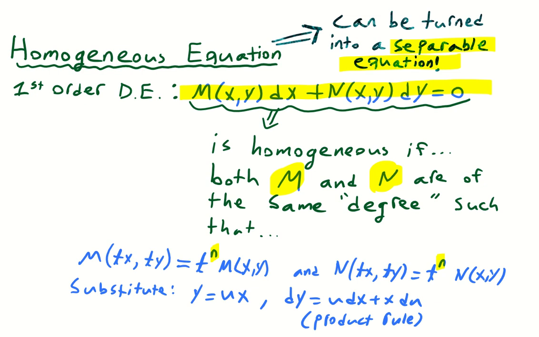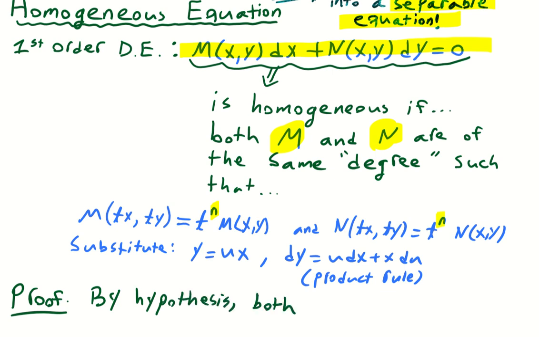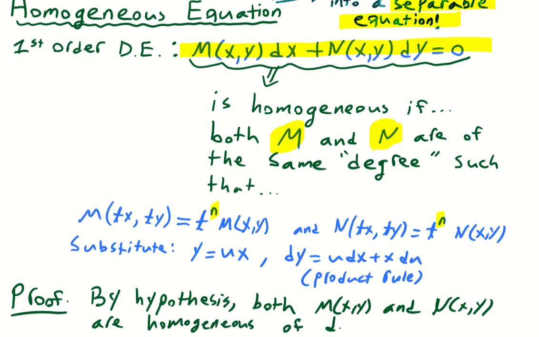In the next video, I'll do a concrete example running through the proof, but with a particular example, whereas this is very general, so there's a lot of variables, and that's sometimes confusing to look at. But in any case, we can prove this. So, proof: by hypothesis, both M(x,y) and N(x,y) are homogeneous of degree n.